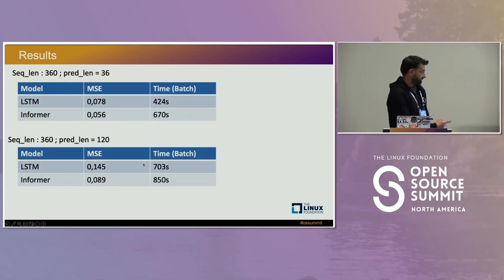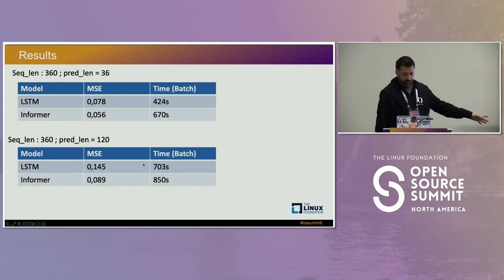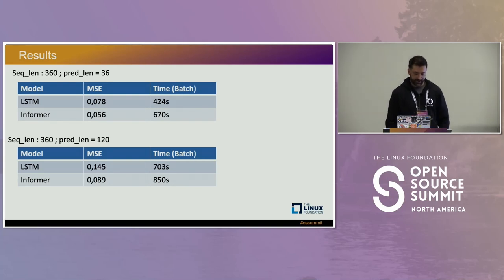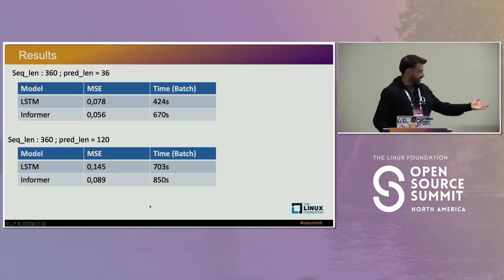For 120, it's pretty similar. We have the same results, much better for the Informer, worse for LSTMs, but the time that it takes is getting bigger. Again, it takes more time to produce the Informer compared with LSTM.